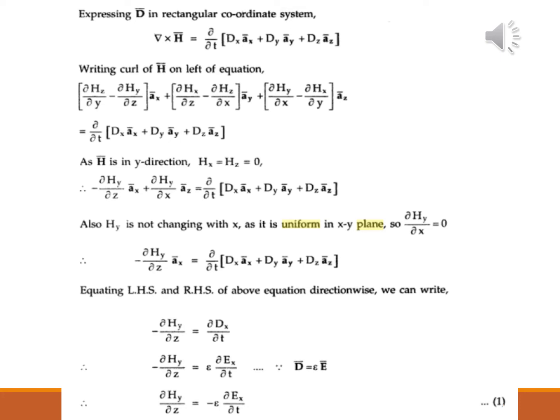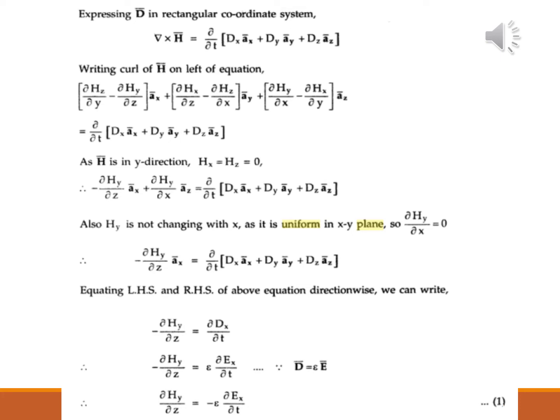Now what happens again? Your wave is propagating only in the z direction. I had mentioned this at the beginning of the derivation. The only term that exists is dou Hy by dou z. That is, the magnetic field is changing only with respect to the wave propagation along the z direction. There is no change in Hy in the x direction. That means the term dou Hy by dou x is equal to 0.